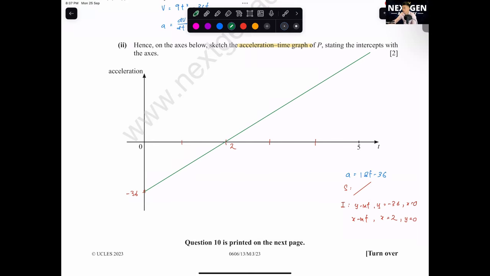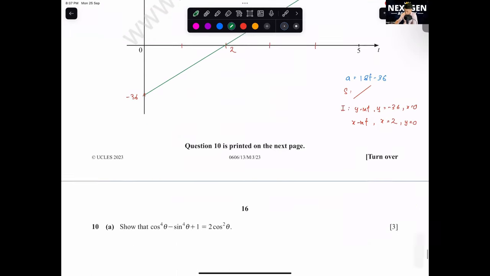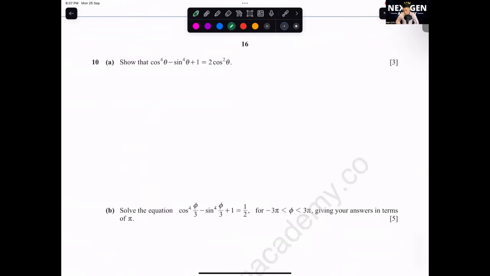Okay, let's go to the final one for today. Question 10A. Show cos 4 theta minus sin 4 theta plus 1 equals 2 cos square theta. This is a proving type of question. So left-hand side equals, how can we do cos 4 theta minus sin 4 theta plus 1?